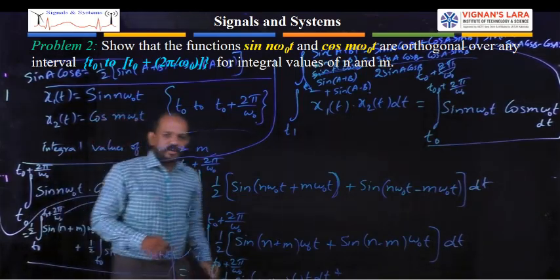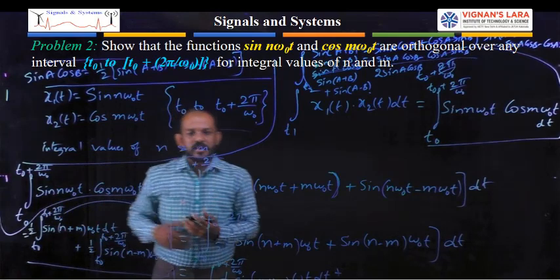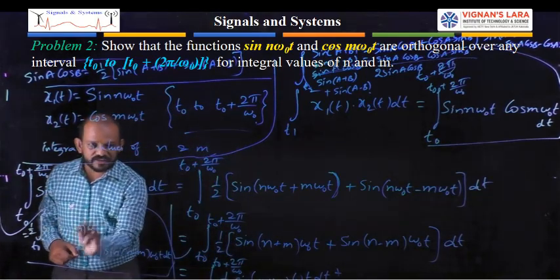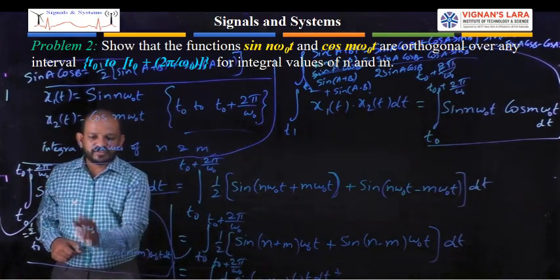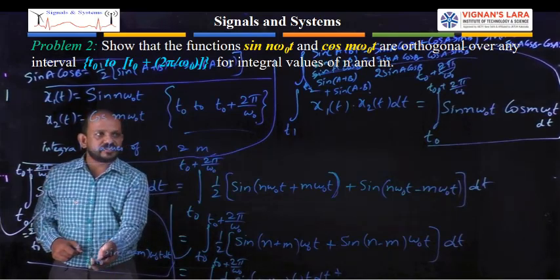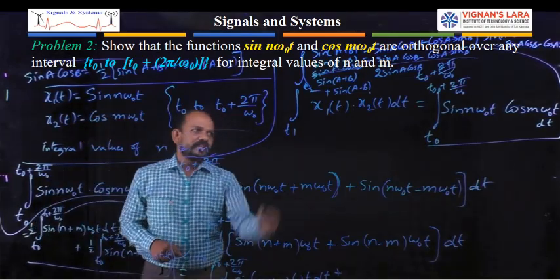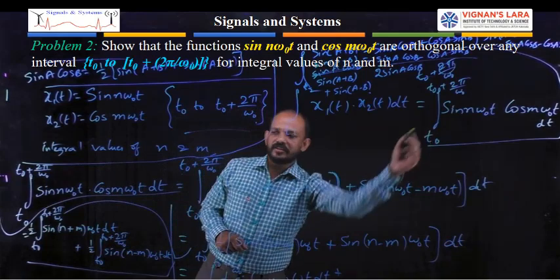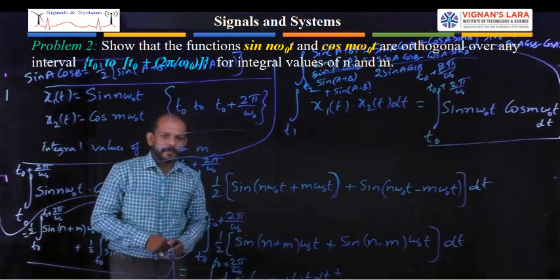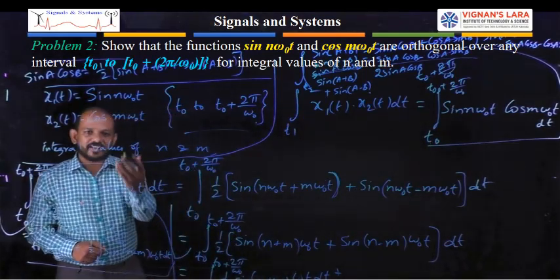See here, if you go on solving this, you can get 0 for this one and 0 for this one. So 0 plus 0, completely that one answer is a 0. So for the given integration, the answer is 0. So we can say the two signals are orthogonal.